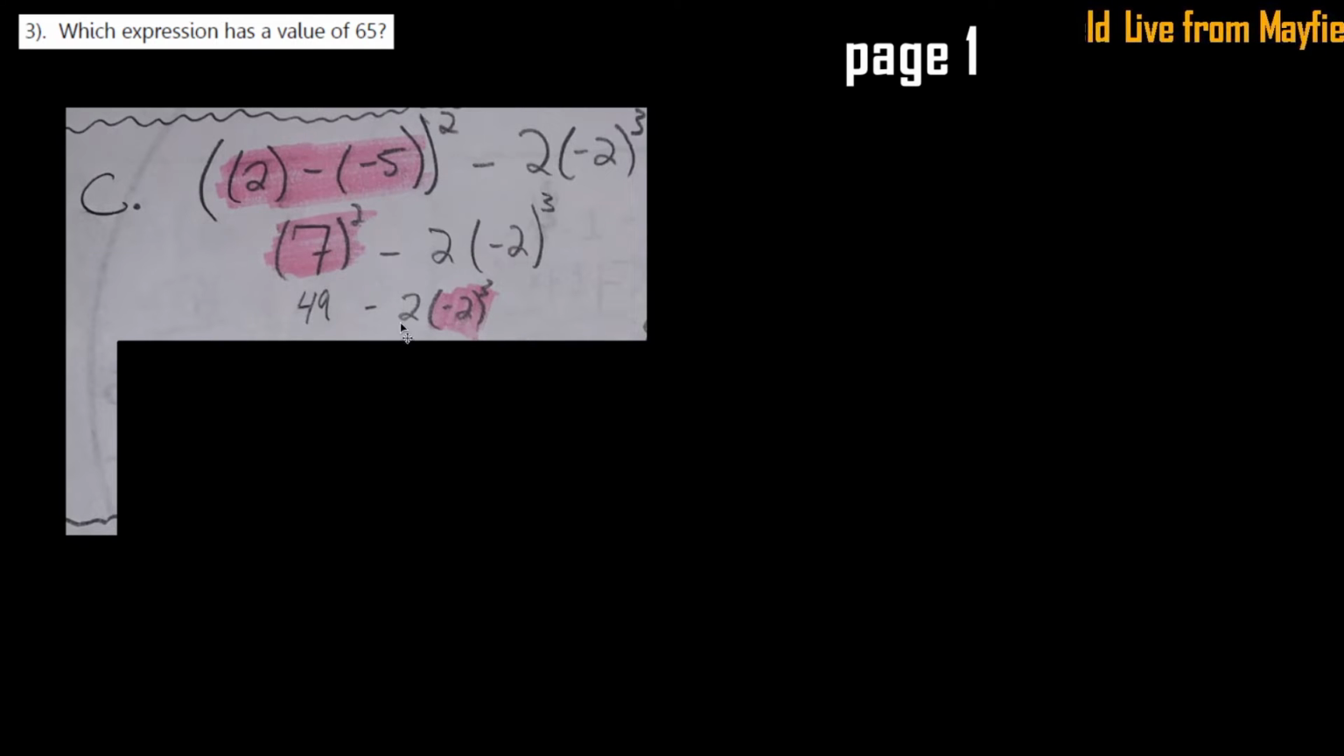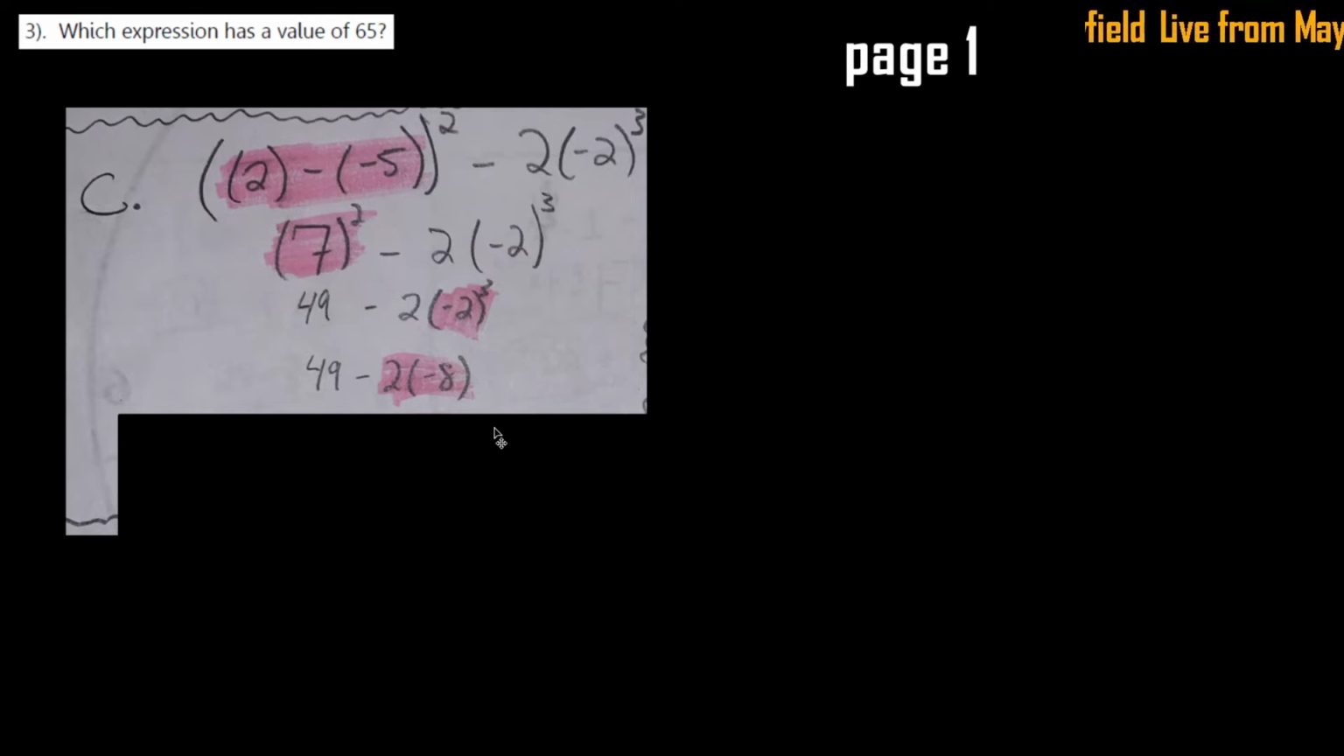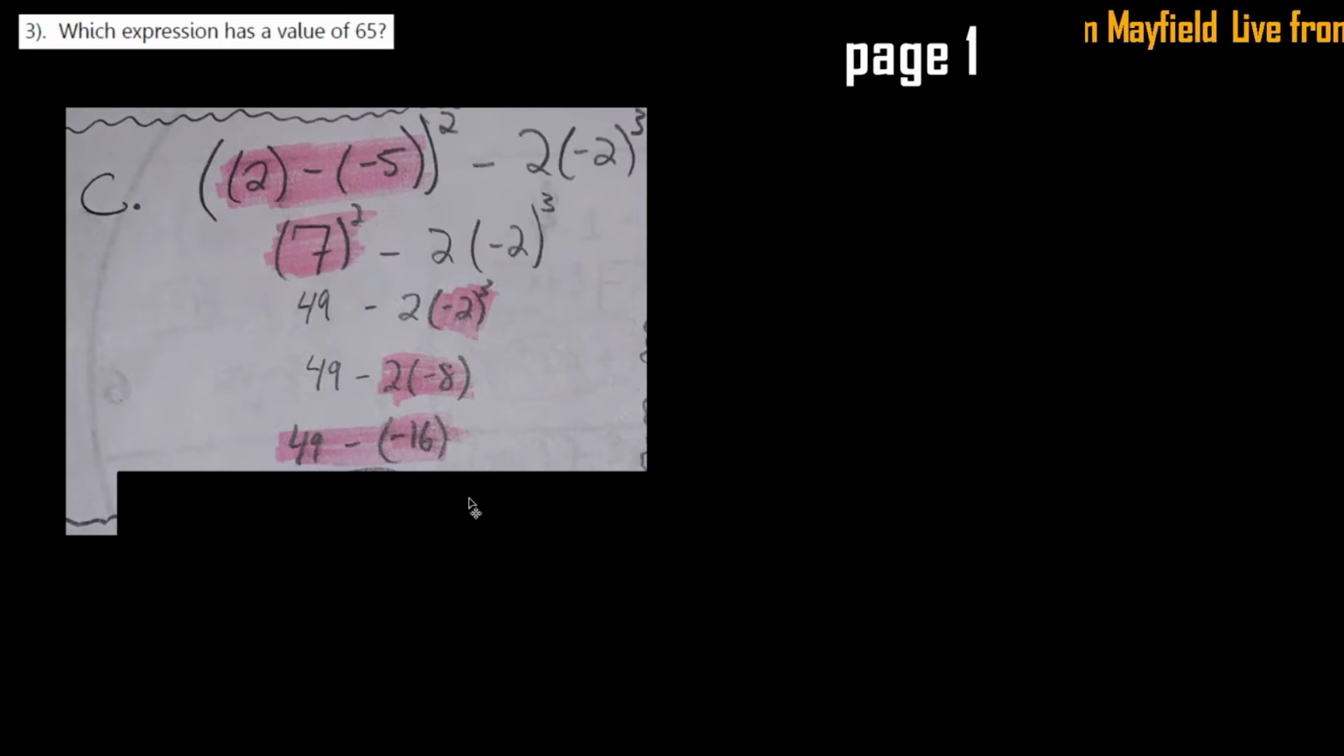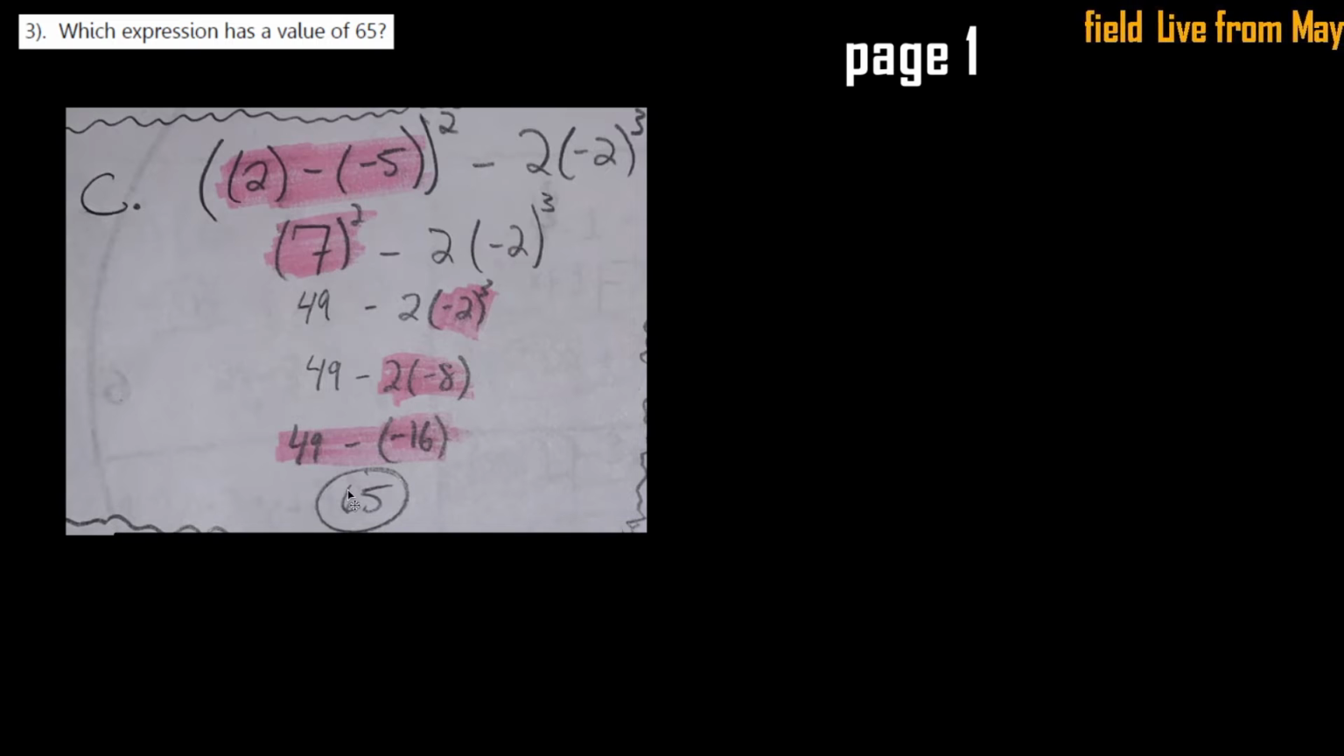49, and then I have -2 to the exponent 3. Again, that is not 2 times 3. That is -2 times -2 times -2, which is -8. We have -8 times 2, which is -16. Again, subtract those two. Make sure you're saying, since 49 minus a negative, that's the same thing as addition, and so we can add those two together to get 65.